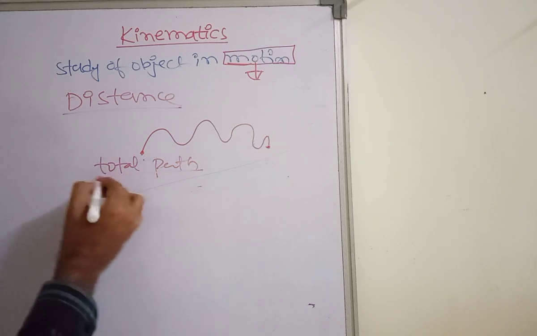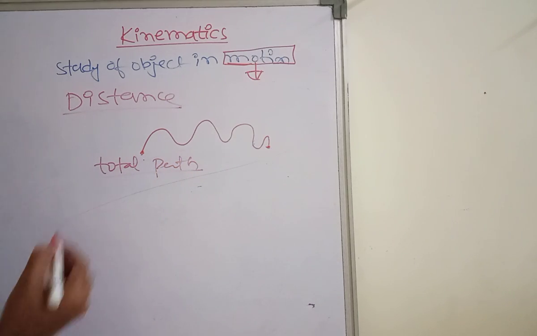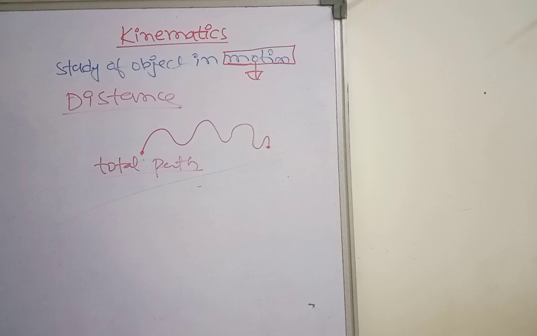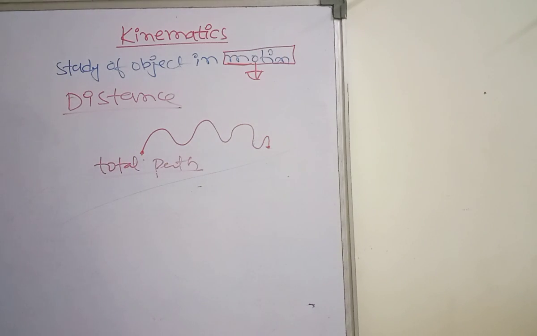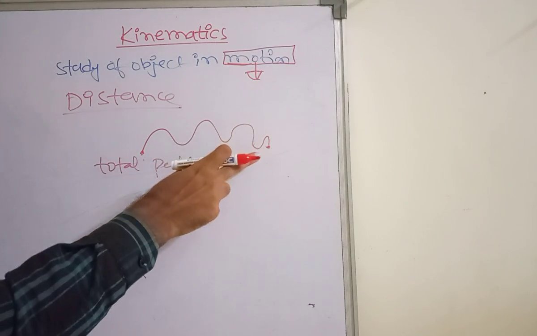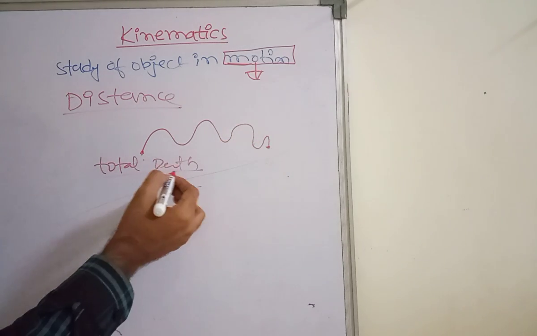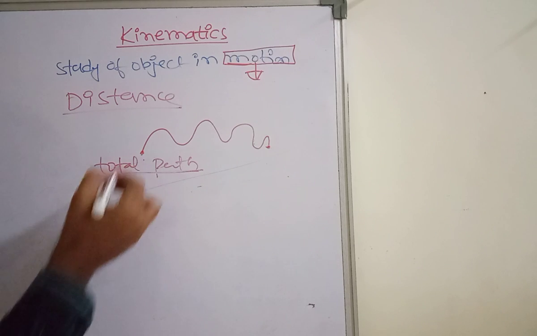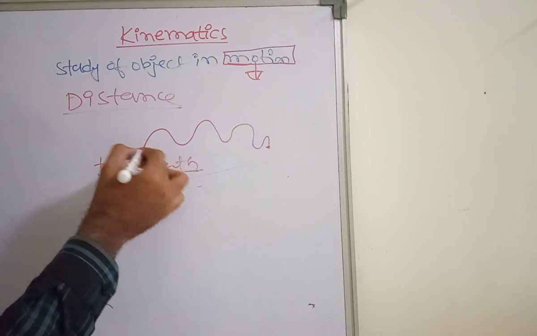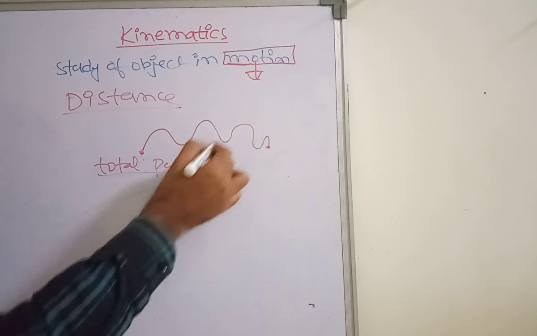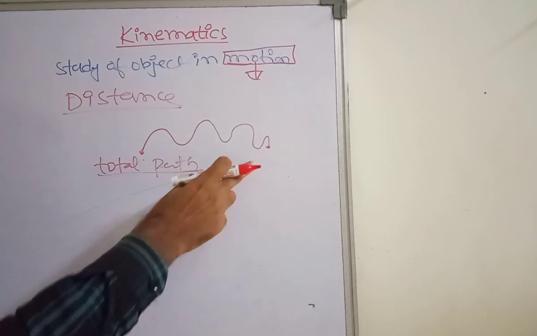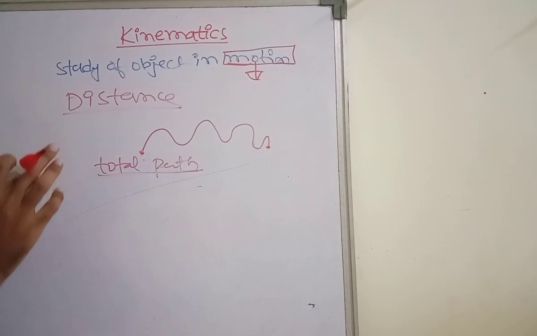Total path traveled is distance. So it is a scalar. Distance is a scalar. Here we are only measuring the distance. We are not mentioning the direction, only measuring the quantity, the value, how much distance is traveled. That is why distance is a scalar.